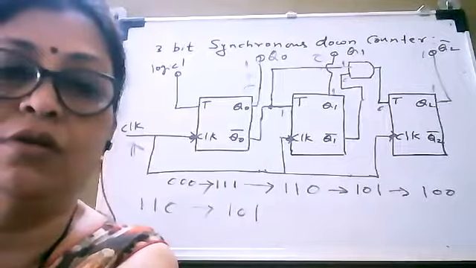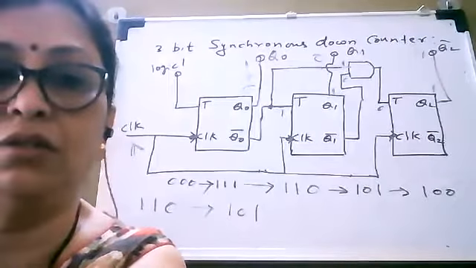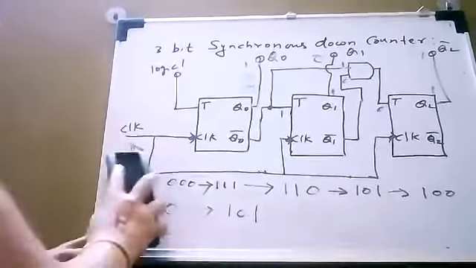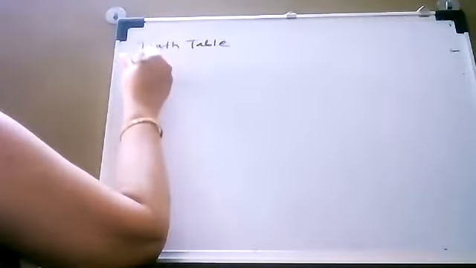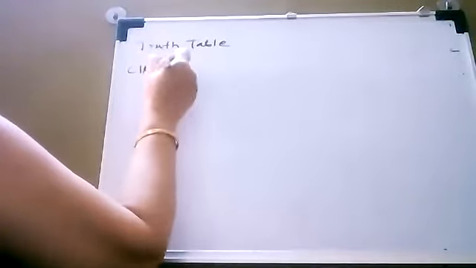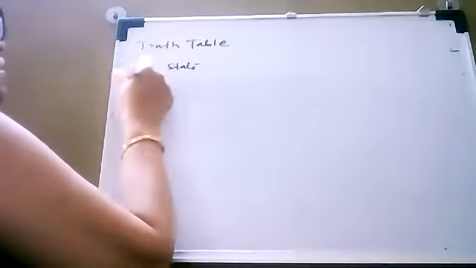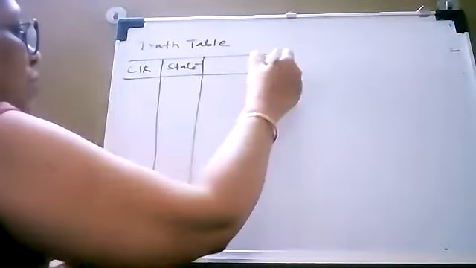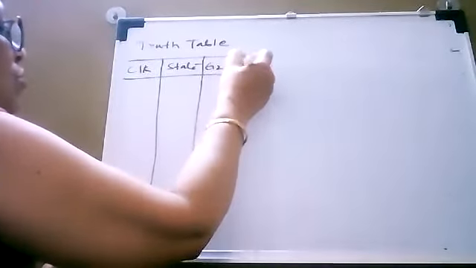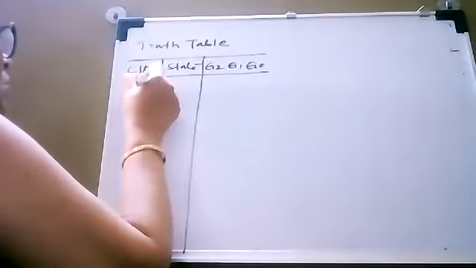Okay. So, let us move to the truth table and timing diagram. Let me draw both of those. So, we write the truth table. In the truth table, we are going to write clock, state, and output. And this output will be Q2, Q1, and Q0 in this order.